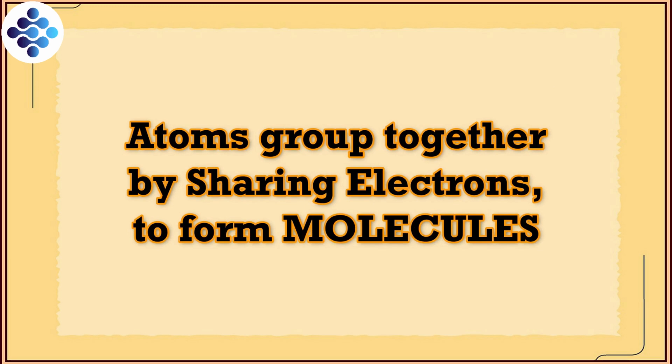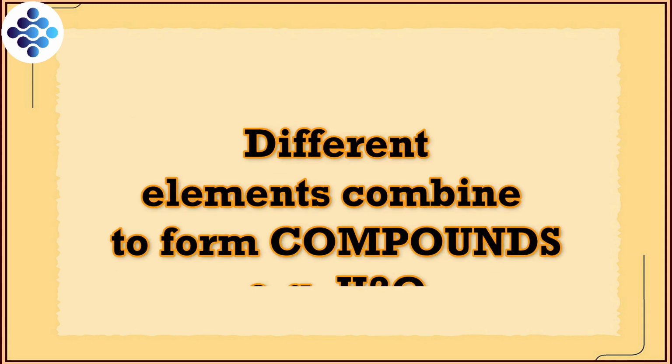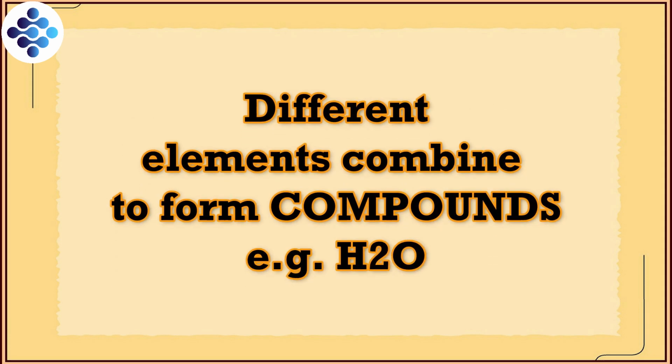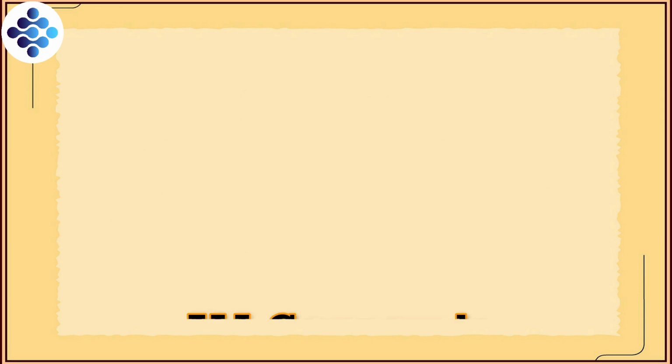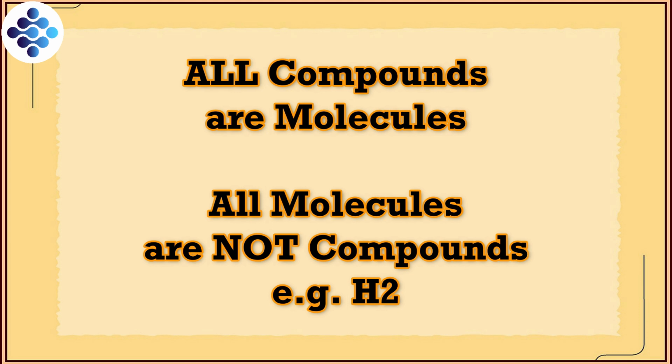Atoms group together by sharing electrons. So now they are called molecules. And when different elements combine, they are called compounds. Say for example H2O. All compounds are molecules, but all molecules are not compounds. For example H2, there is only one element, so we'll call it a molecule.